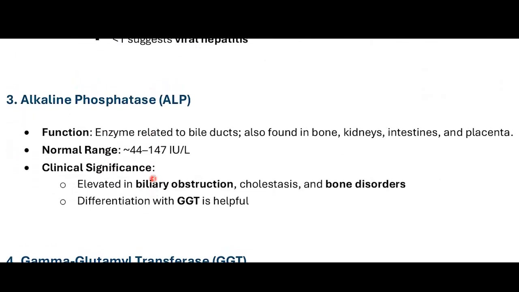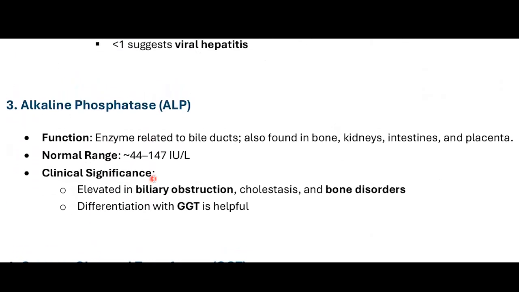Next is the alkaline phosphatase, ALP. This is the third one. Enzyme related to the bile ducts, that is the most important thing. And this enzyme is also found in the bone, kidney, intestines, and the placenta. Normal range in the blood is 44 to 147 international units per liter. Clinical significance: elevated in biliary obstruction, cholestasis, and bone diseases. These are the different conditions in which you will see a rise in alkaline phosphatase.